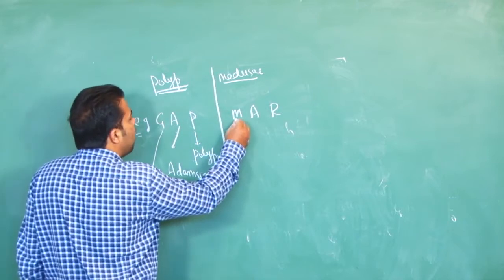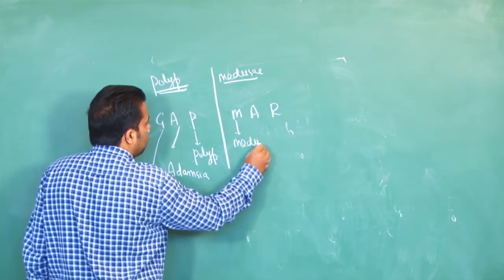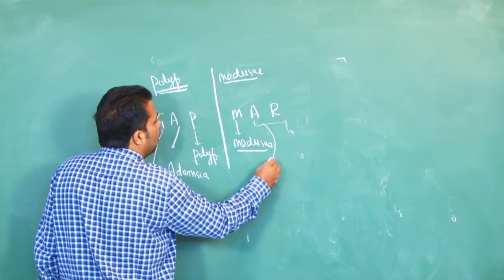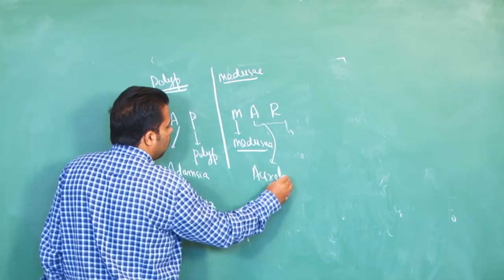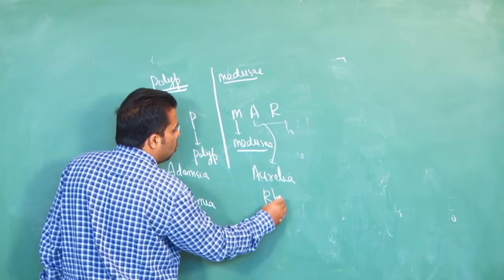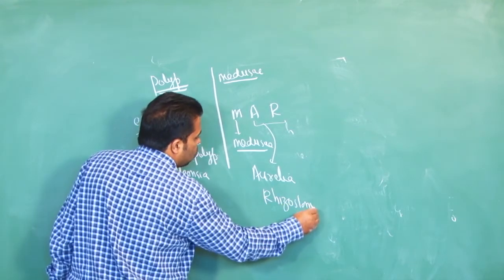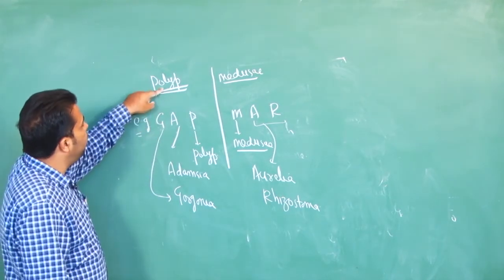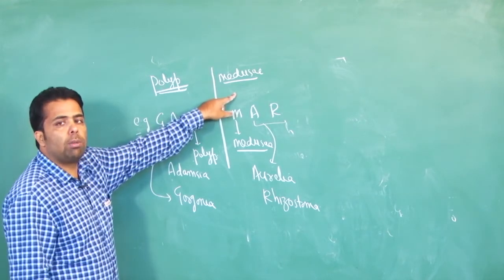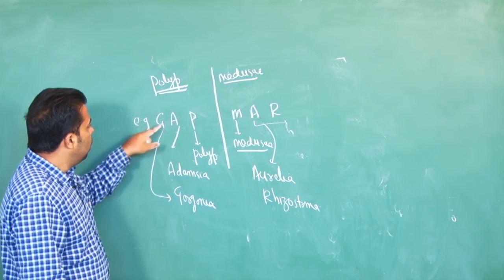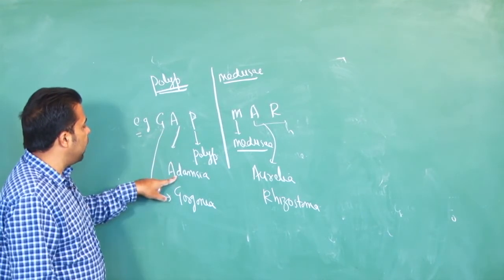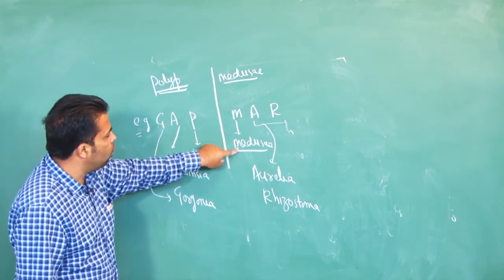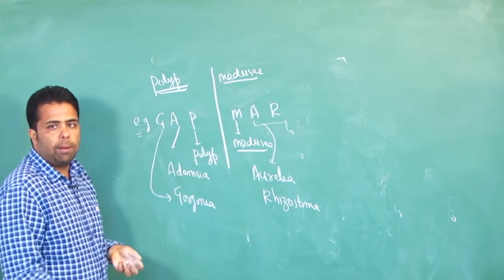What are the examples of medusae? M stands for medusae. And what are the two examples? A stands for Arulia, jellyfish, and R stands for Rhizostoma. So you can remember the examples of polyps and medusae like this. For the polyp, the formula is GAP, and for the medusae, the formula is MAR. So GAP: P stands for polyp, A for Adamsia, G for Gorgonia. These are the examples of polyp. And the examples of medusae are M for medusae, A for Arulia, R for Rhizostoma.